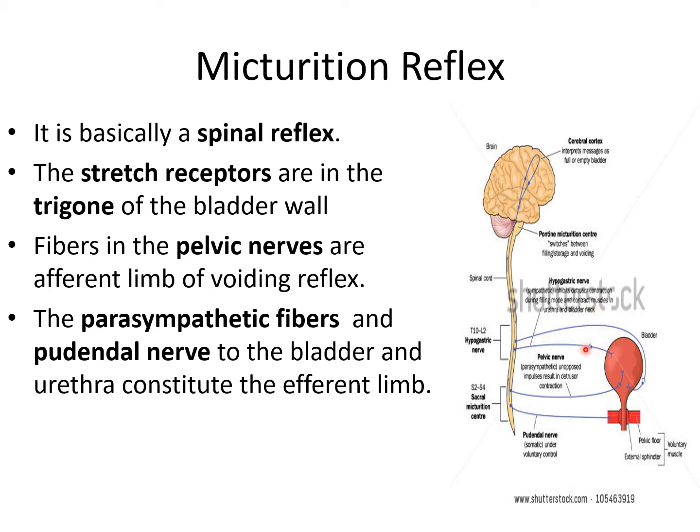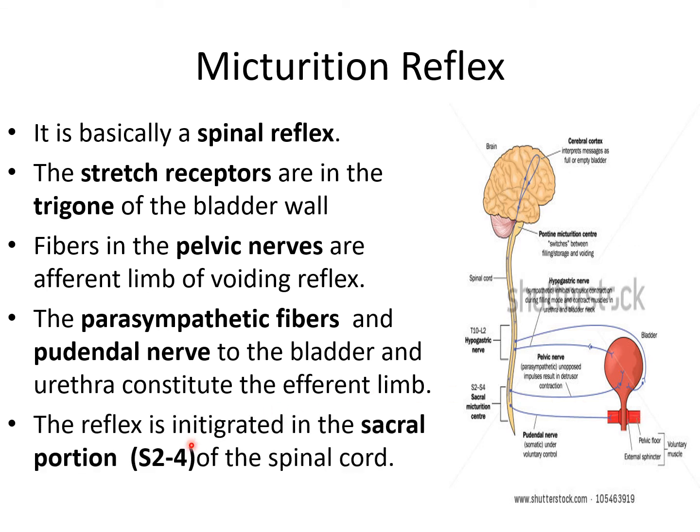We already know the parasympathetic fibers S2, S3, S4 supply the detrusor muscle, which causes contraction of the detrusor muscle, whereas the pudendal nerve S2, S3, S4, a somatic nerve, supplies the external urethral sphincter, which causes relaxation of the external urethral sphincter. So these are the efferent nerves. And the center here is the sacral micturition center, S2, S3 and S4 of the spinal cord. So these are the five components of the micturition reflex.